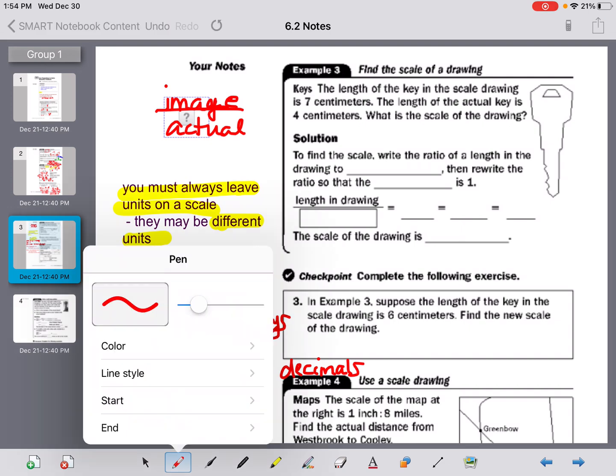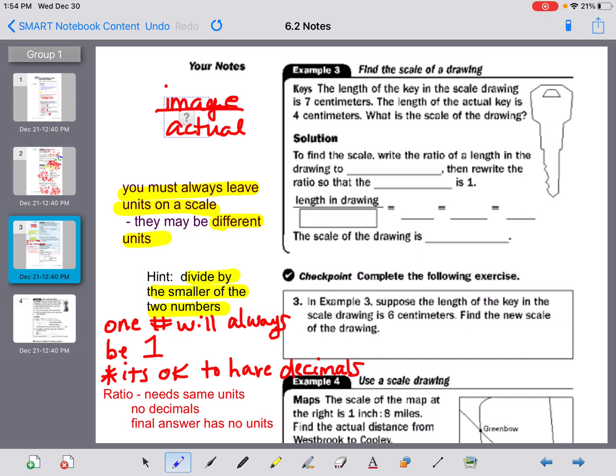Okay, so let's try it with this first one and see if we can follow the rules. It says the length of the key in the scale drawing is 7 centimeters. The length of the actual key is 4 centimeters. What's the scale of the drawing? So this picture we see right now is bigger than what our normal one is, so our scale is going to be a little bit different because of that.